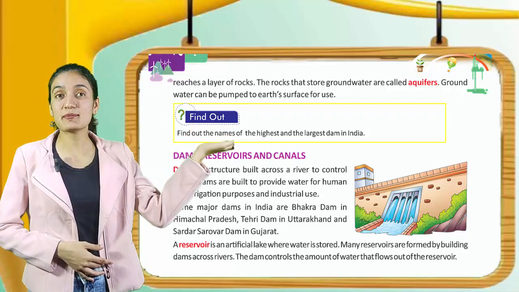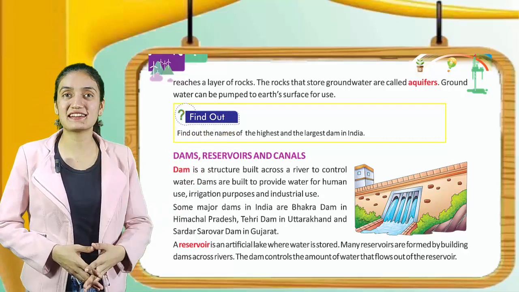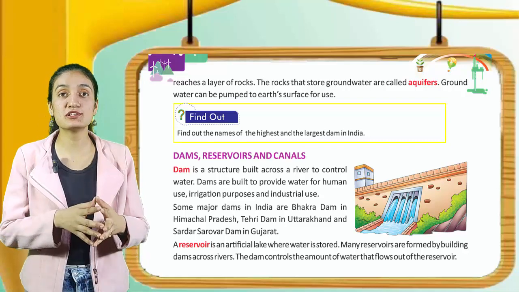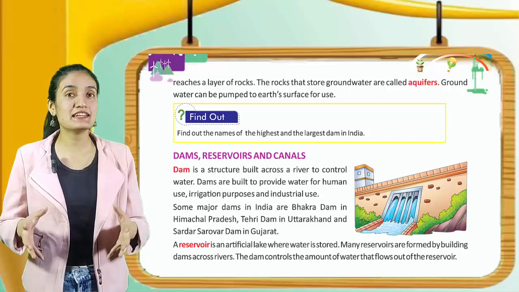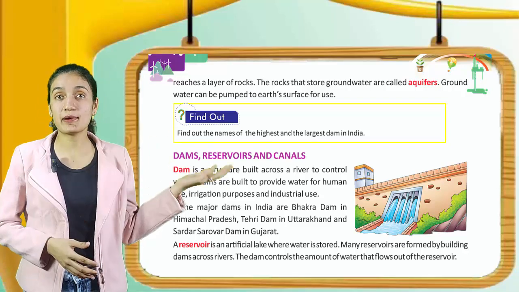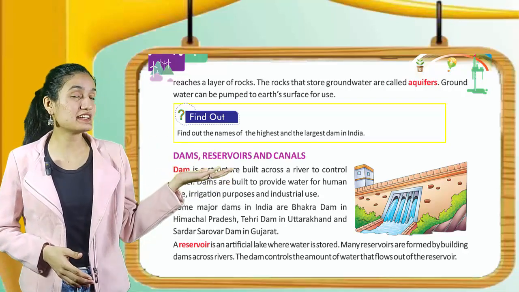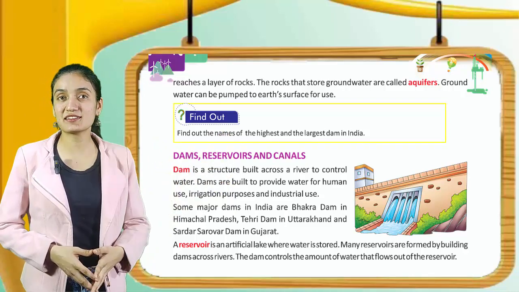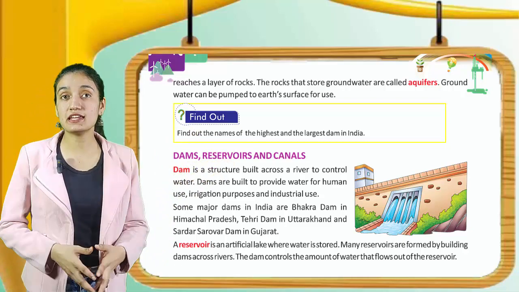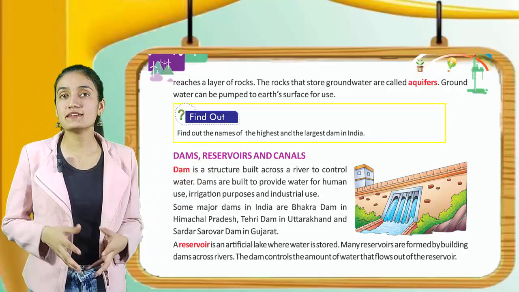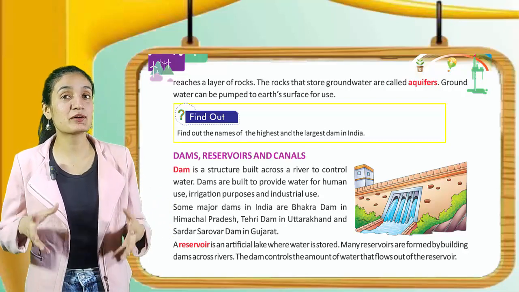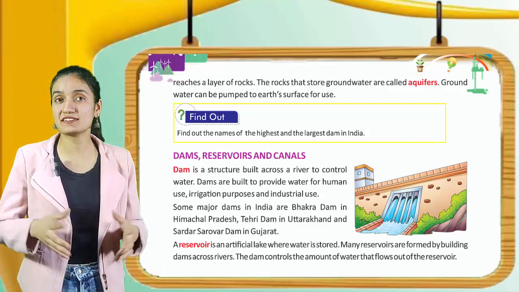Let's see dams, reservoirs and canals. A dam is a structure built across a river to control water. Dams are built to provide water for human use, irrigation purposes and industrial use. Some major dams in India are Bhakra Dam in Himachal Pradesh, Tihri Dam in Uttarakhand and Sardar Sarovar Dam in Gujarat. A reservoir is an artificial lake where water is stored. Many reservoirs are formed by building dams across rivers. The dam controls the amount of water that flows out of the reservoir.